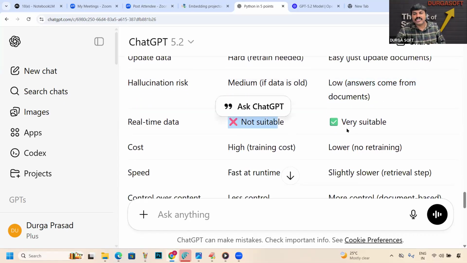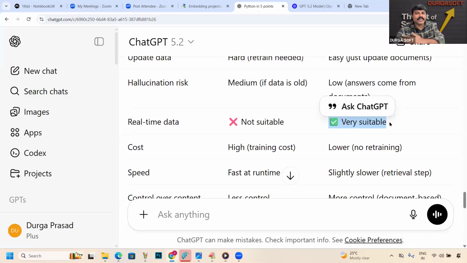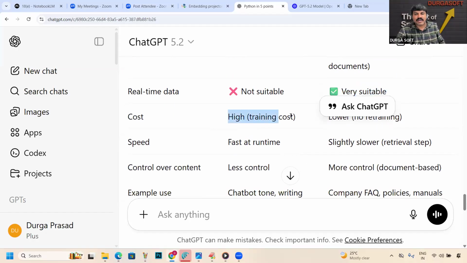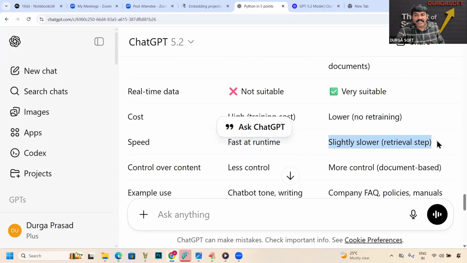Next, real-time data: not suitable. But can you please tell whether this one is suitable for real-time data or not? Yes, sir. Whatever data you make available, the response is going to come only from there, right? Next, cost is very high because of training cost, but here lower cost. Speed is fast at runtime, slightly slower here because the retrieval is going to happen from outside, right?